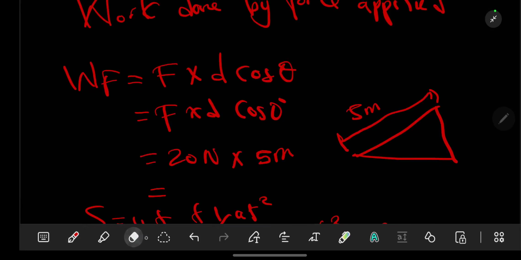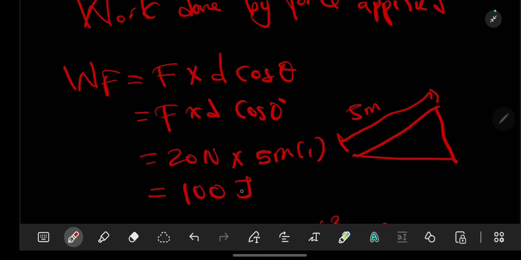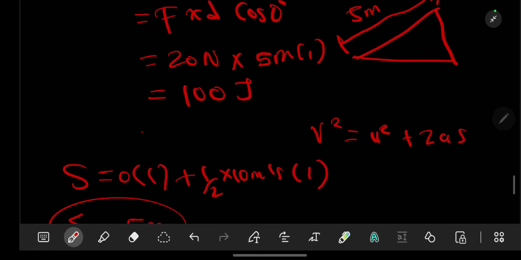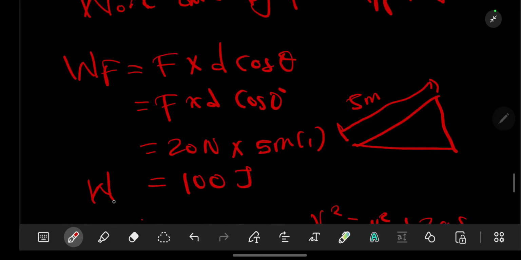Then what we are going to have is, we know that the cos of 0 degrees is 1. So we can even put 1. 20 by 5 will give us 100 joules, like that. So that is basically how we are going to find the work done by the force.